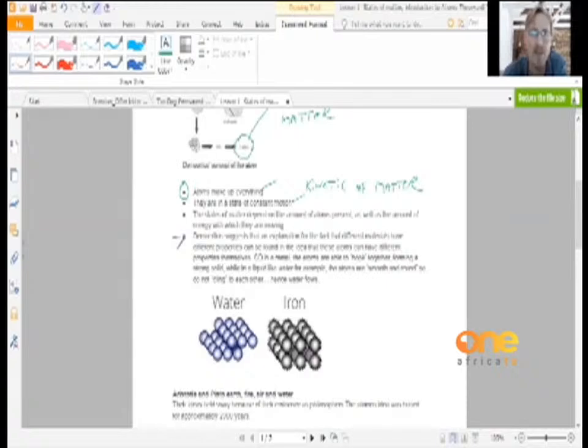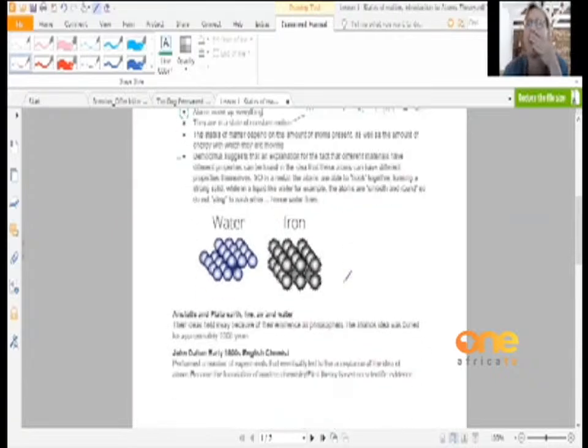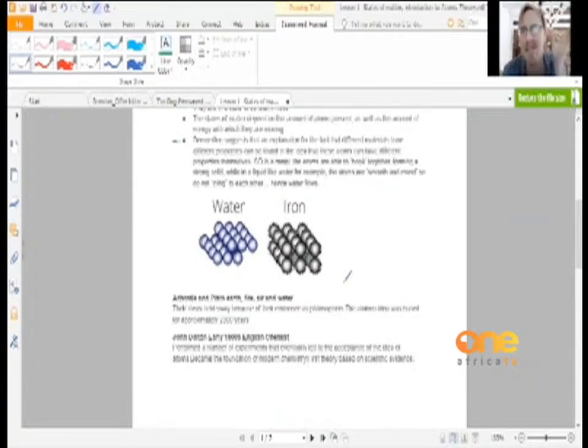The next point, Democritus suggests that an explanation for the fact that different materials have different properties can be found in the idea that these atoms have different properties themselves. So in a metal, atoms are able to hook together, forming a strong solid, while in a liquid like water, the atoms are smooth and round, so they do not cling to each other, suggesting that water flows. We've since found that there is a little bit more technical detail to this, but in effect, Democritus was right.